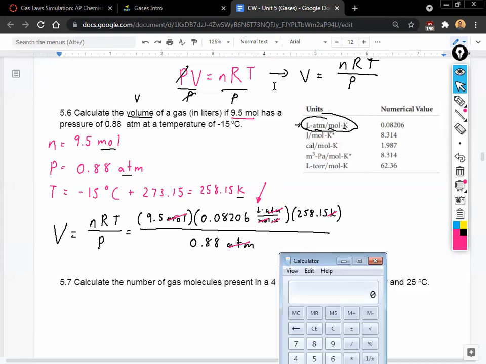All right, so let's plug and chug into the calculator and we'll be done. So we do 9.5 times 0.08206 times 258.15, and then we're going to divide that by 0.88. And then there you go. You have the volume of your gas. The volume of your gas will be 228.689 liters. All right, and that's your answer.